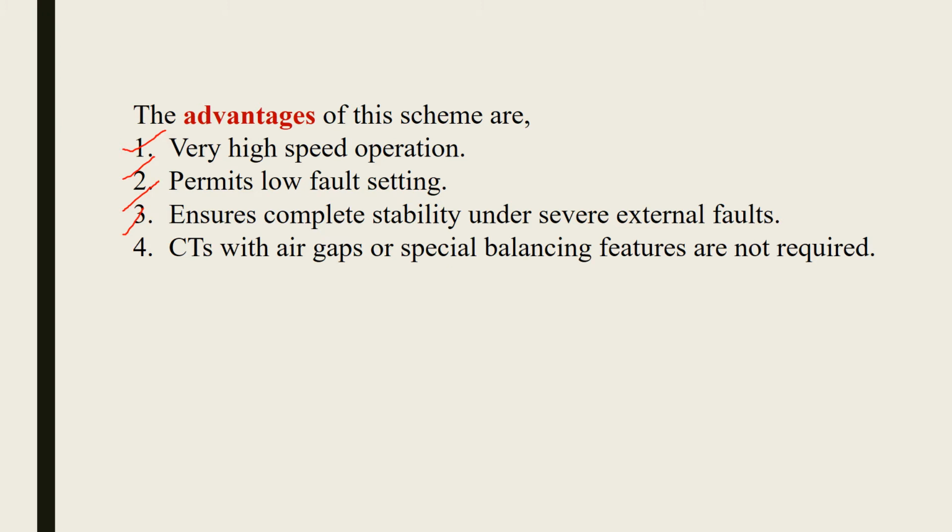In this biased differential protection, we need to understand that if the force or the torque applied on the operating coil is greater than on the restraining coil, then only the relay gets operated, whereas if the operating coil torque is less than the restraining coil torque, then the relay will not get operated.